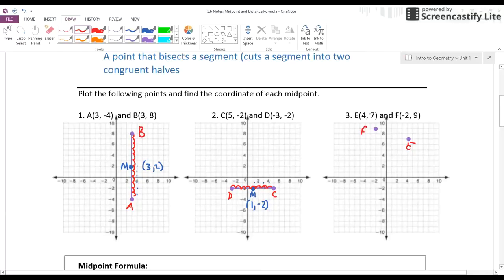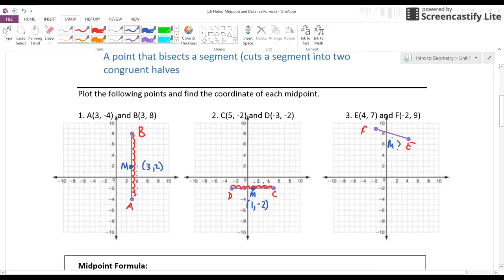So when it's slanted, you may get lucky and it may be easy to kind of see where that halfway point is, but sometimes you're just not exactly sure, right? So I might estimate, okay, it looks somewhere around here, but am I 100% sure? I don't know, right?